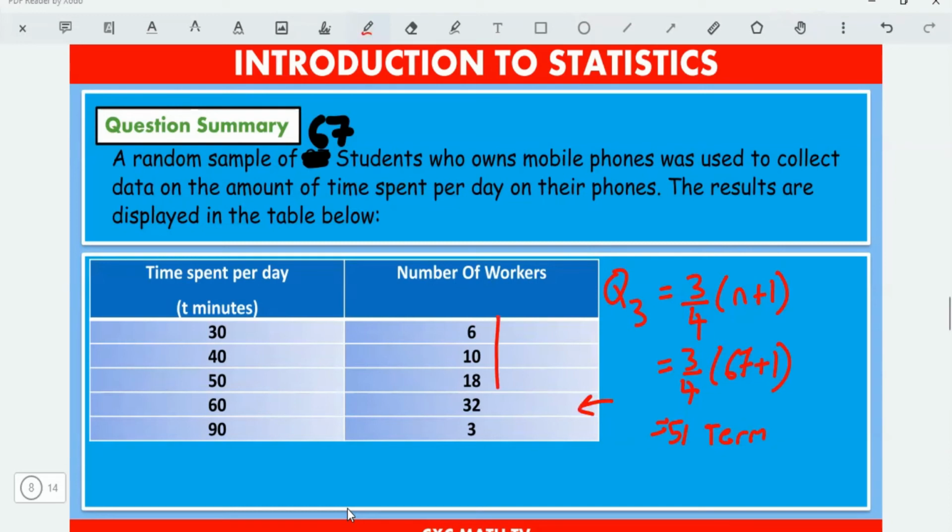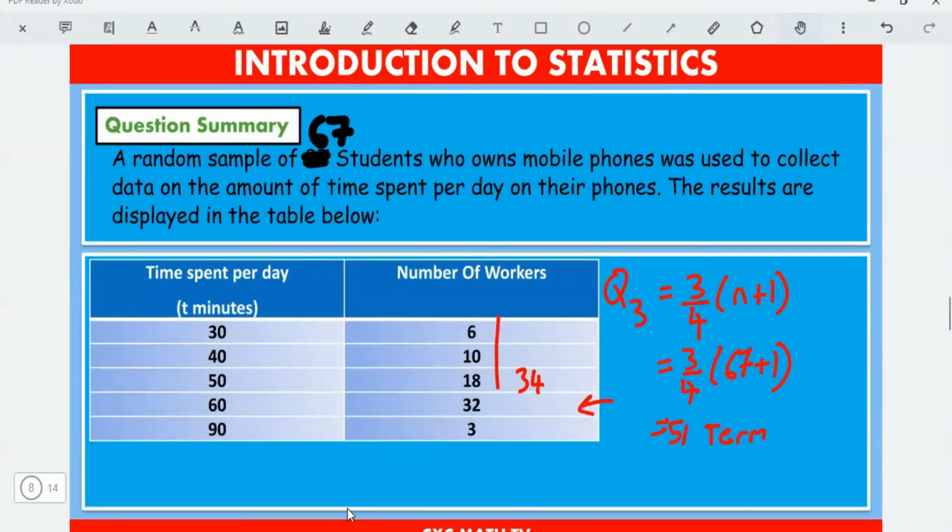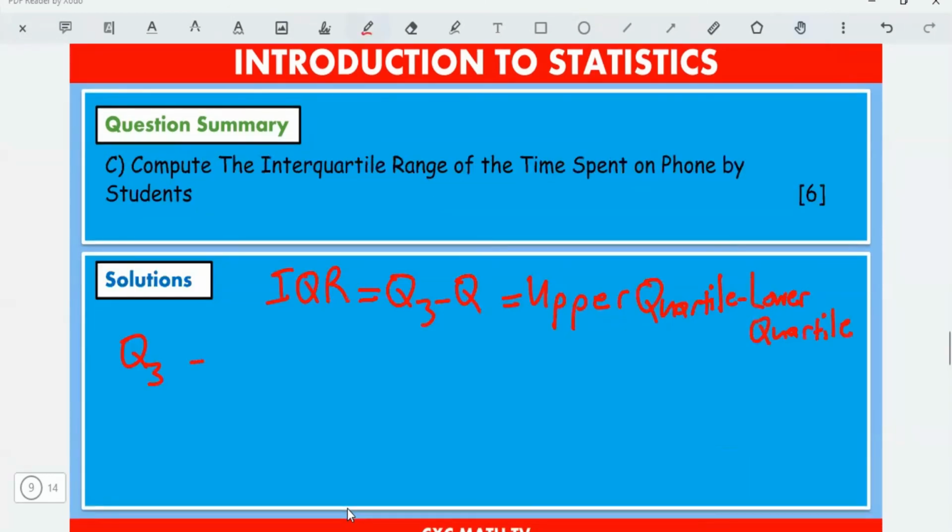How do I know that? Remember, we had already added up to here and said this is 34. So was it 34? Yes, this was 34. And so the 51st term would definitely have to be in here. Now that we have that the 51st term is in there, let's continue. So the 51st term is here. So Q3 is 60. Now we need to find Q1.